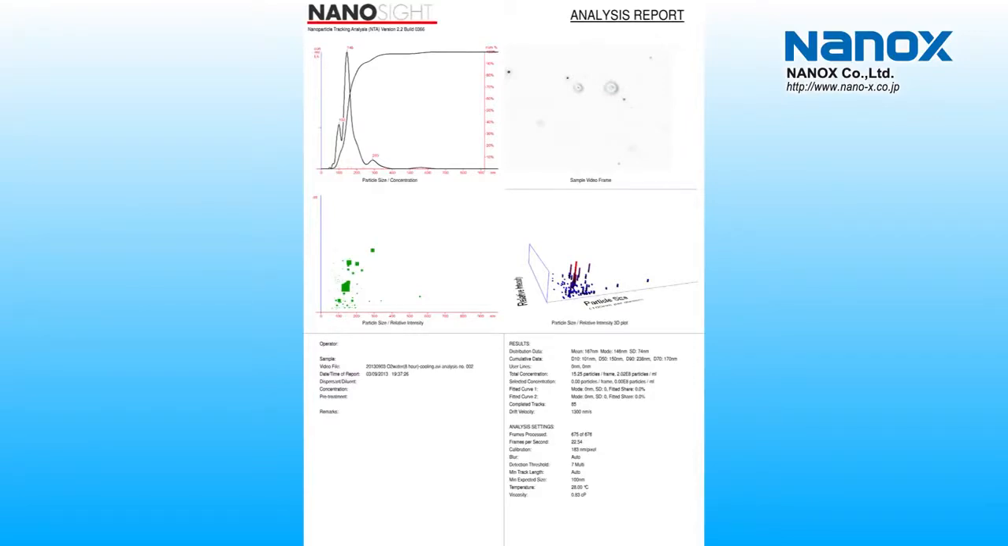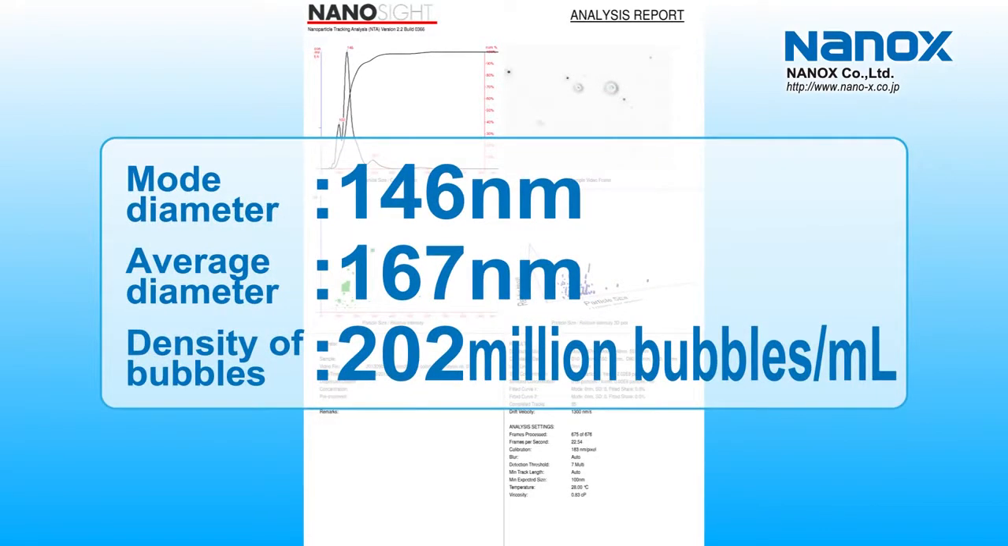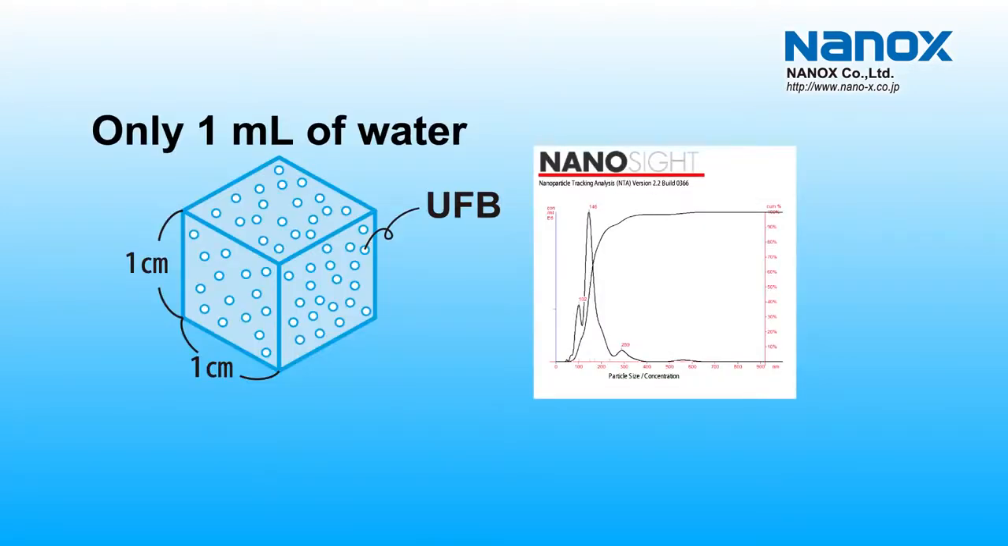According to the measurements resulting from the analysis of the ultrafine bubbles using nanosite, 200 million bubbles per milliliter of ultrafine bubbles with an average particle size of 167 nanometers were generated. This is a surprising number, indicating that only 1 milliliter of water contains 200 million bubbles in nanoscale. That is a fraction of a millionth of 1 millimeter.